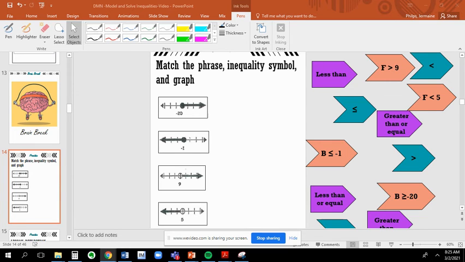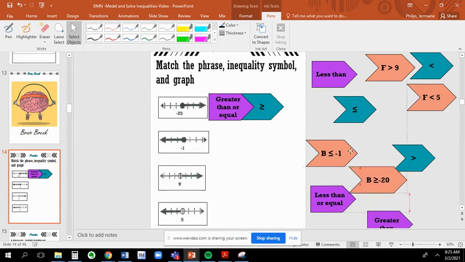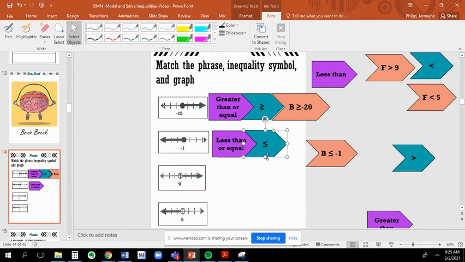Okay, so for the first one, you should have known that this was a greater than because it's shaded and it's going to the right. The match for it is going to be my greater than or equal to symbol, which is down here, I think. And the one that matches it is going to be B. B is greater than or equal to -20. This actually matches my number line as well. Over here it's shaded, so this is a less than or equal to. Less than or equal to is going to be this symbol, and the one we got for that is B is less than or equal to -1. Matches my number line as well.